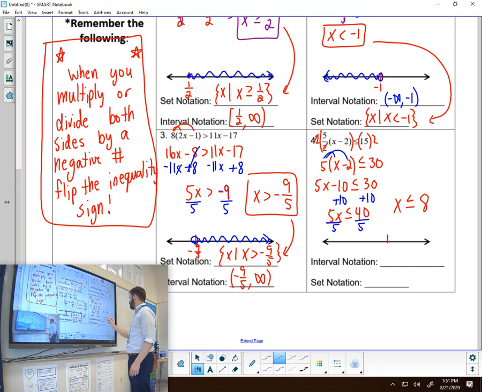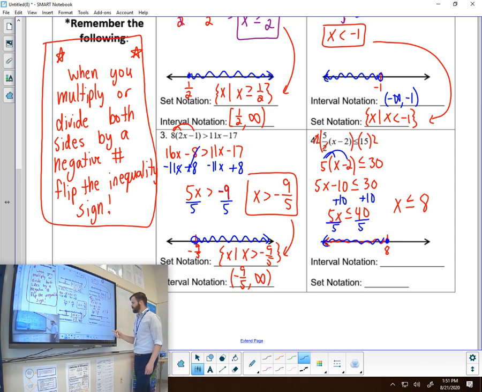Let's put our point here on our graph at 8. And are we going to fill in or leave that graph open? We are going to fill it in. And it's going to go to the left. All right, my graph is going to fill in to the left because it is less than and equal.